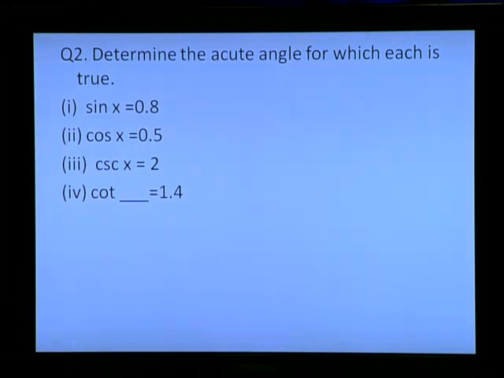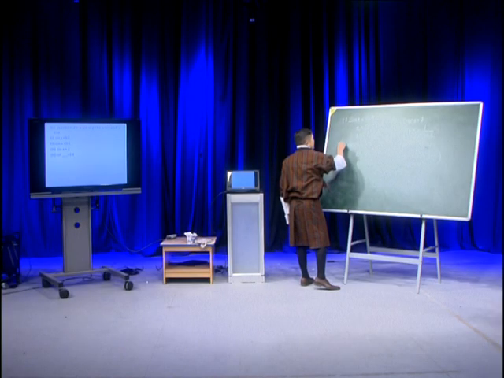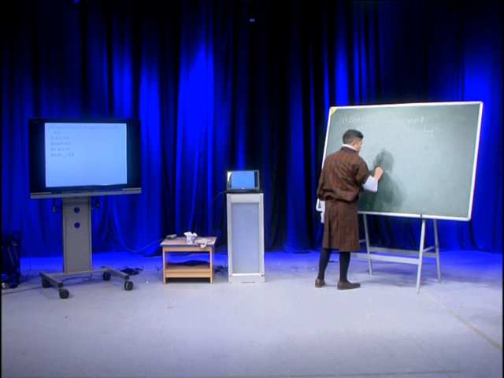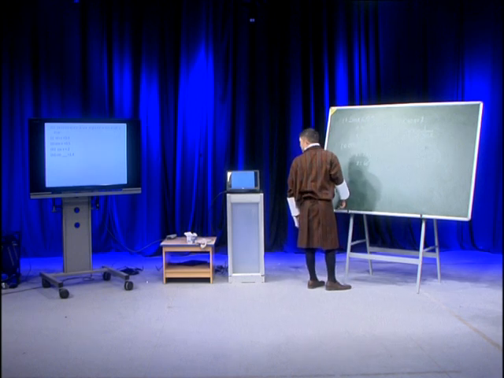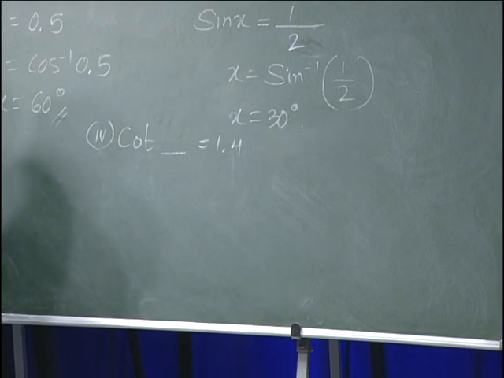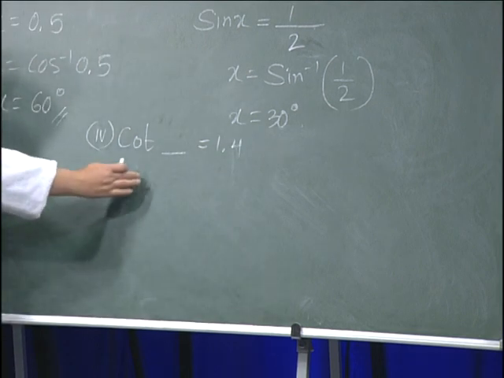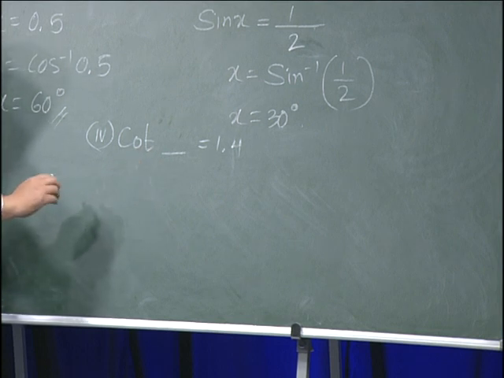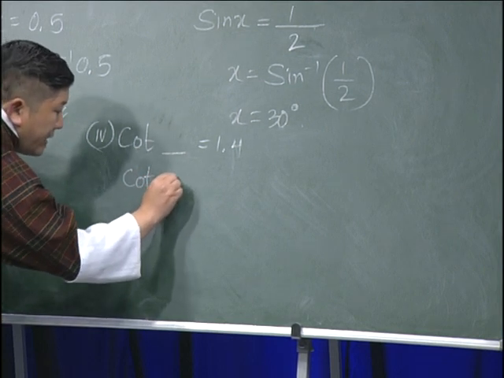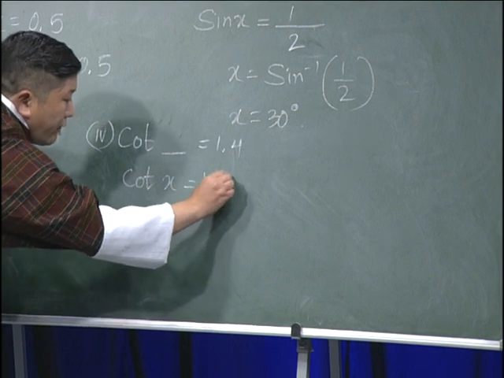So this is question number 1 we have solved. This is question number 2 which we have solved. This is the third one, and now we are going to solve the fourth one. The fourth one is cot of 1.4. Now here there is a blank space, so that means we can put here the unknown variable, let it be x, cot x = 1.4.